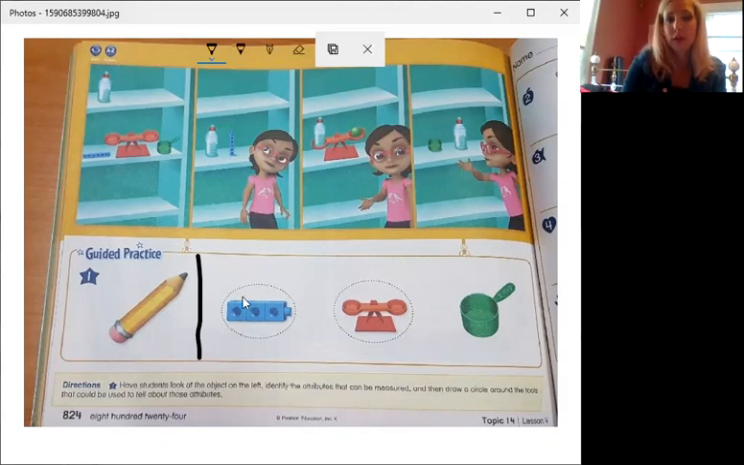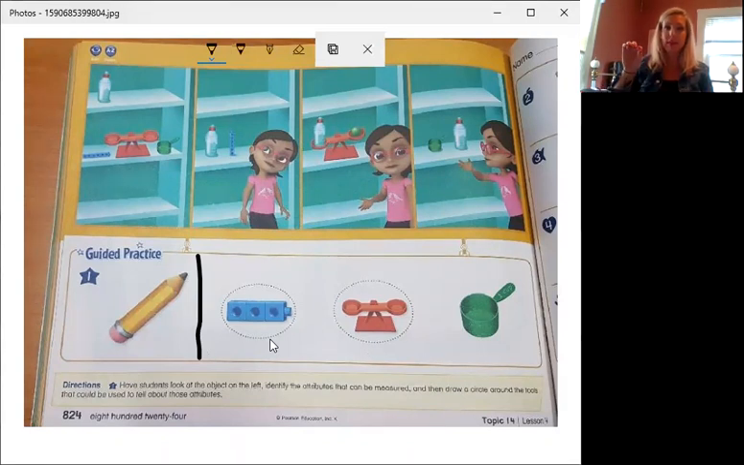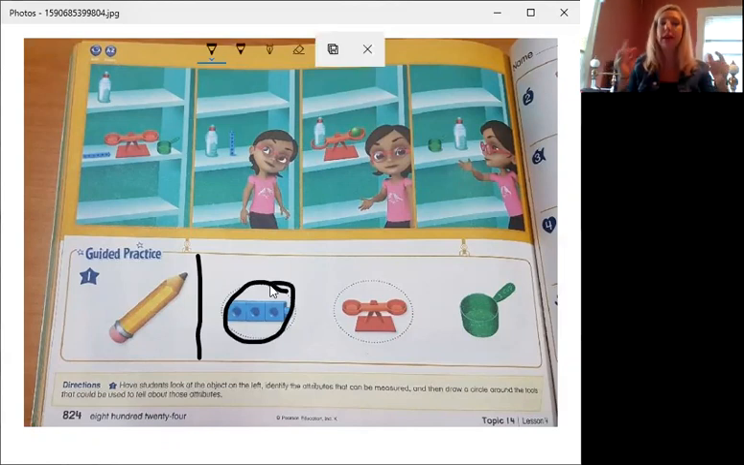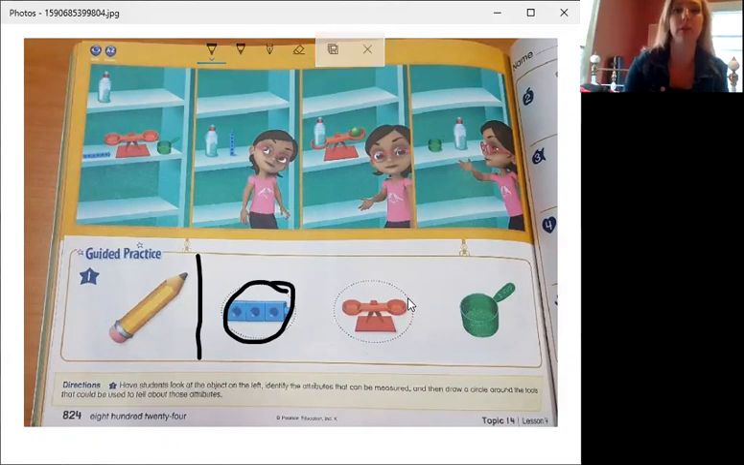So the pencil, can we measure its length? Can we put it on its side and measure length? Yeah. So go ahead and circle the cubes because we can measure its length. All right, can we put the pencil on the scale and measure if it is heavy or light? Yes, you can measure whether the pencil is heavy or light.